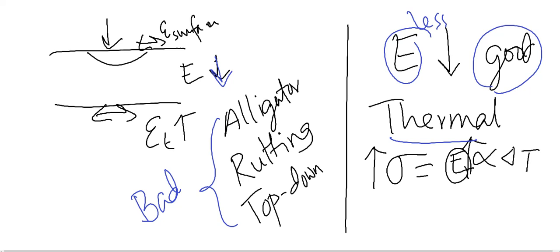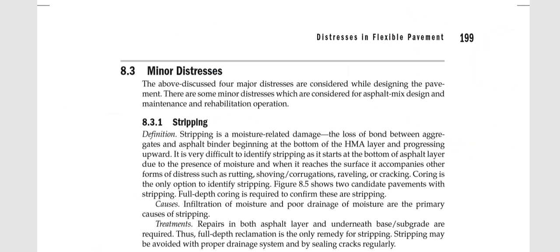In the next video, we will see some minor distresses that we do not consider during design, but we consider during mix design or during maintenance time. So again, major distresses mean the distresses that we consider during design. They are alligator crack, top down crack, rutting, and thermal crack.